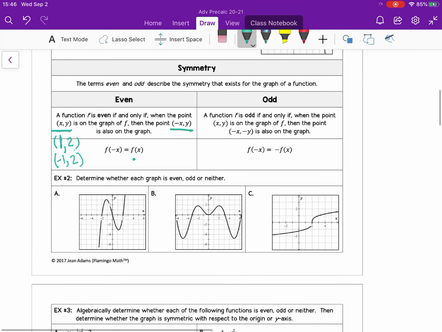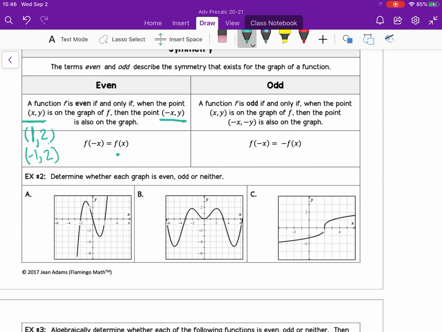An odd function, on the other hand, is if we have (x, y), then we should also have the point (negative x, negative y). So if I had (1, 2), the point (negative 1, negative 2) should also be on the graph.